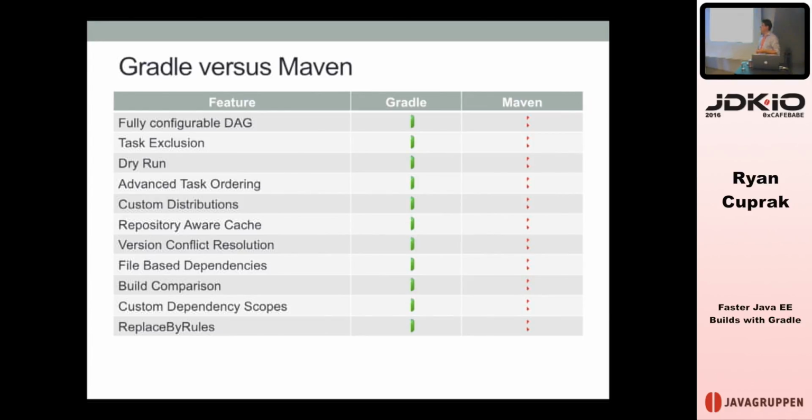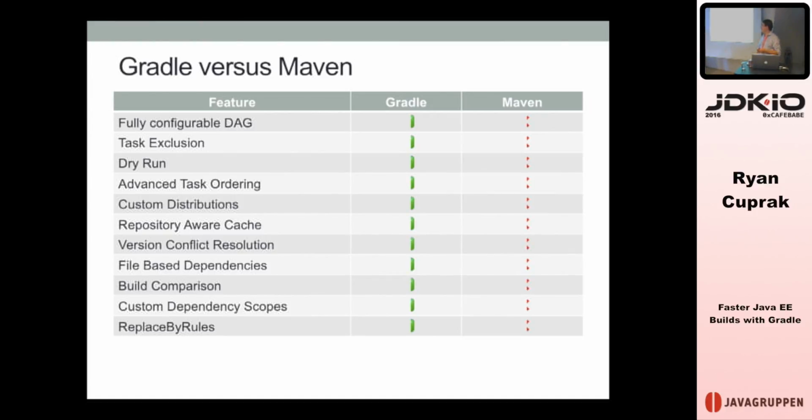Repository aware cache, so if you have the same dependency in two different repositories, it's able to handle that situation. Version conflict resolution: with Maven it's the closest to your project, whereas with Gradle you can actually control that and say, well, I want this specific version.